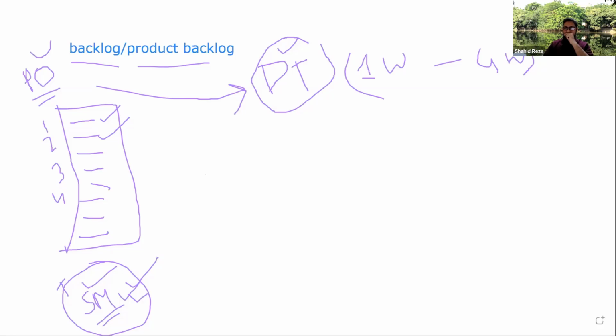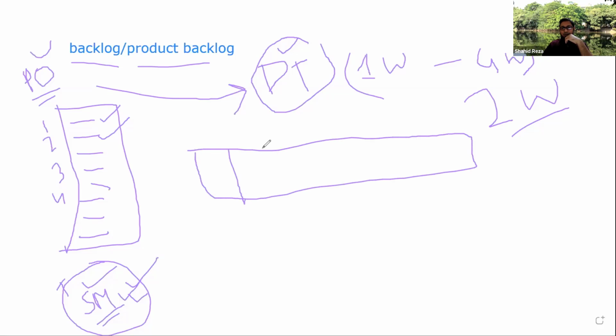Say this team decided that they will use a 2 weeks iteration, a 2 weeks time box. Then 2 weeks means what? 10 days, right? 10 days. So 1, 2, 3, 4, 5, then 6, 7, 8, 9, 10. So in these 10 days, what will the team do on the first day?